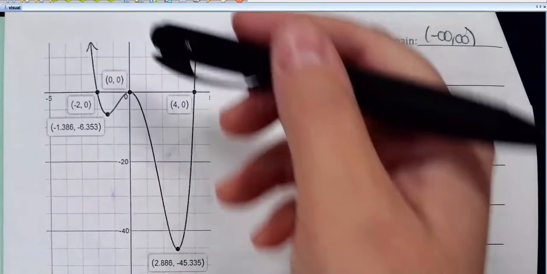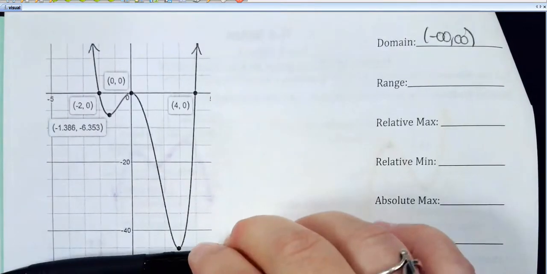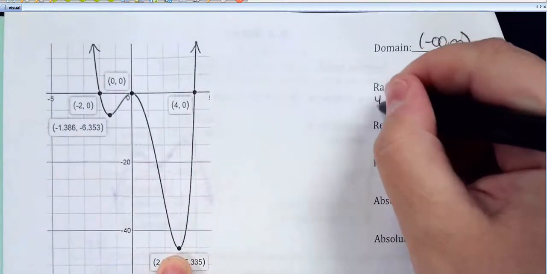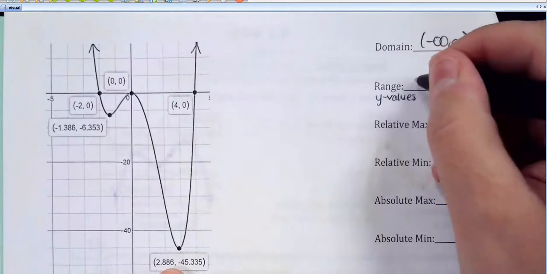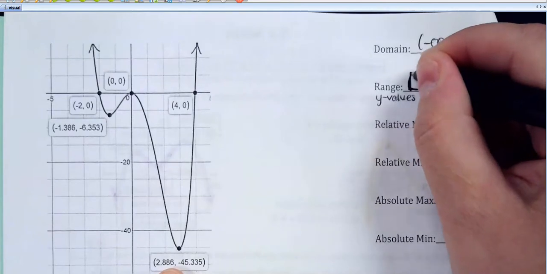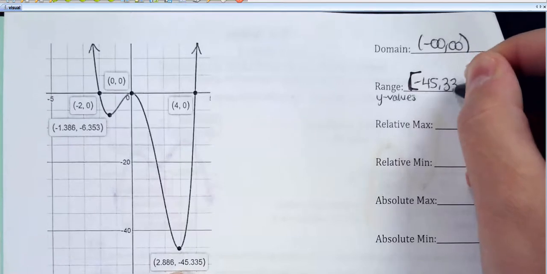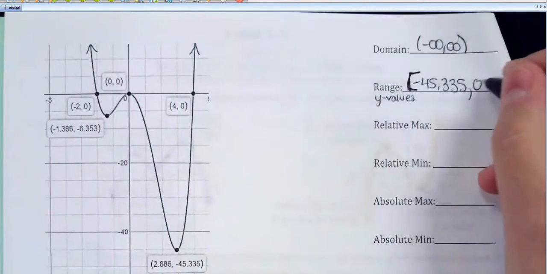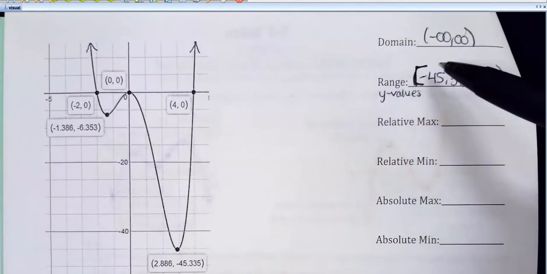So if I approach from the bottom of the graph, I'm not touching any part of the graph till I get to this point right here. And make sure for your range, you want to use your y values for that. So the lowest point on the graph, I'm going to need to use a bracket there because I have an actual point there, that negative 45.335. And then the rest of the graph goes up forever. So the rest of the graph would go to positive infinity. And so I should have a bracket and a parenthesis always on your infinities.